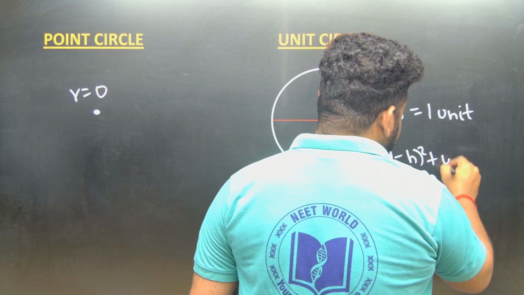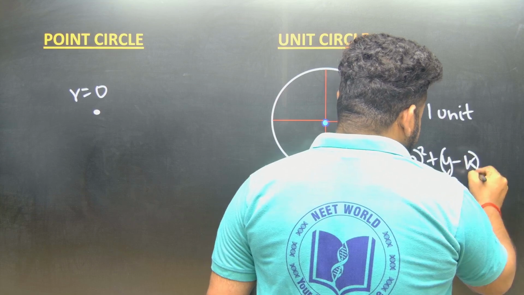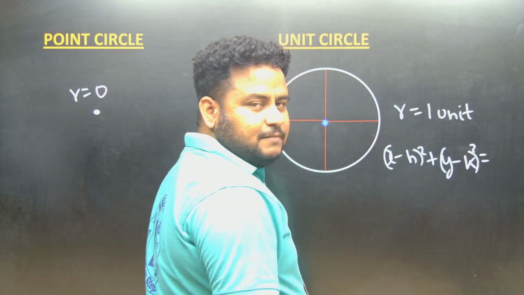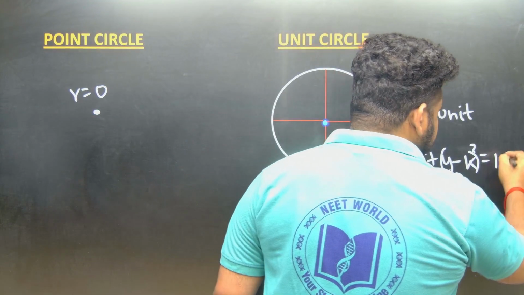I am writing the standard equation: (x minus h) whole square plus (y minus k) whole square is equal to r square. Where h and k are what? They are the coordinates of the center. With r equal to 1, this is equal to 1 square, that is nothing but equal to 1.